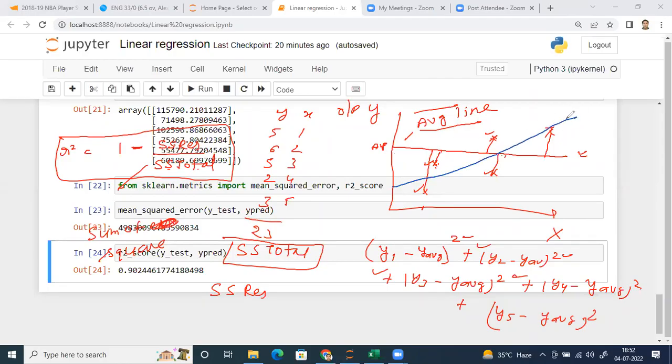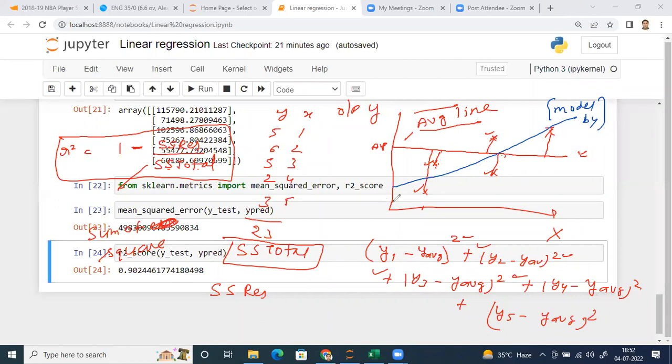This is my model line predicted by the model. Understand? Line predicted by my model. This is the average line. This is the line predicted by my machine learning model, which means we have trained that model, and this is the line that has been predicted by the machine learning model. Now, what will happen?